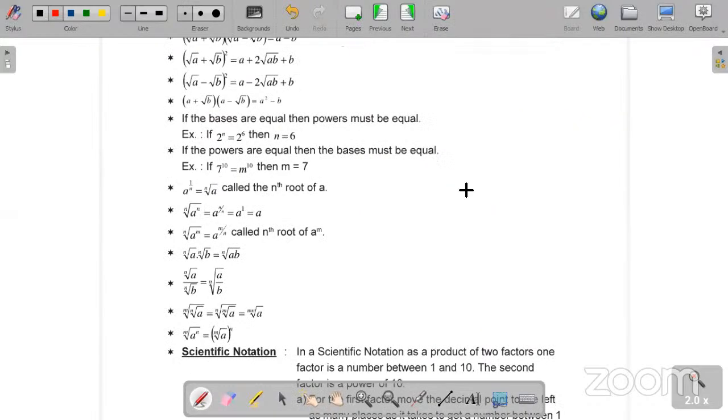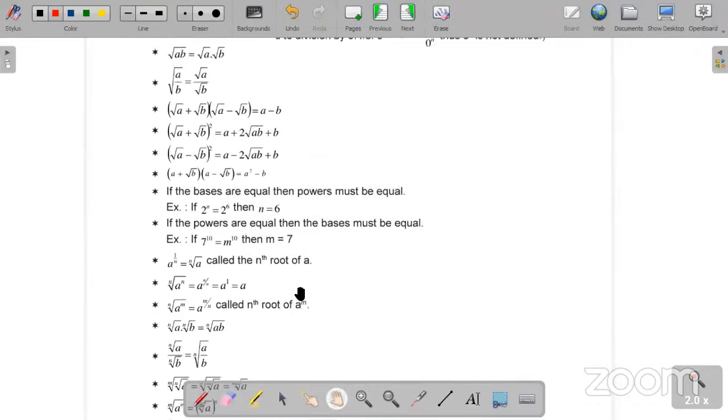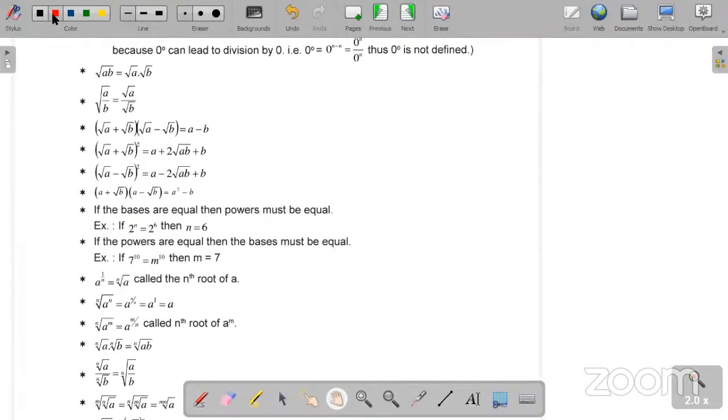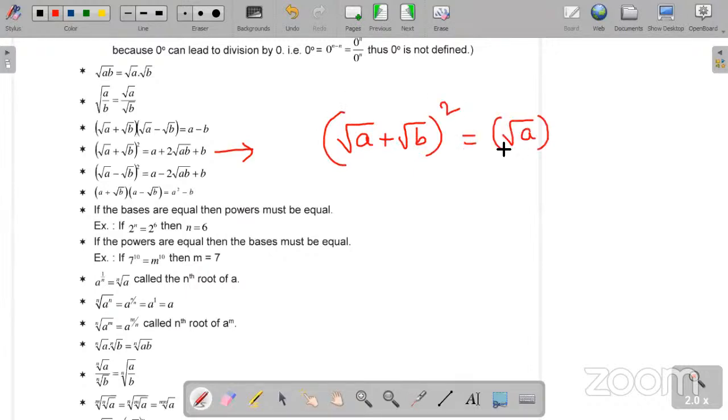So my dear students, one thing you remember. Let us come to another concept. What is the another concept? Root a plus root b whole square. What do you get? Root a plus root b whole square means root a whole square plus 2 times root a into root b plus root b whole square.